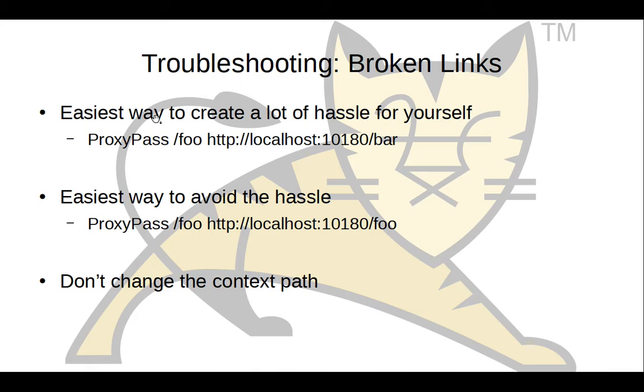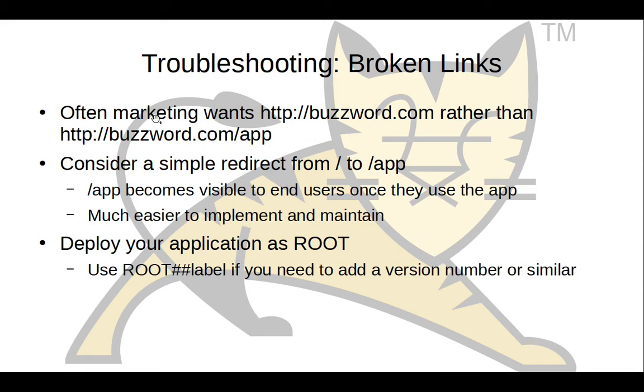So why might you think, or why might you need to do that? Well, for example, marketing wants to set up a new site at, say, buzzword.com, and the app's currently deployed at some context path, say /app, and they just want to drop the app. They don't want the app on the end, they just want to see the root. Well, the simple solution is we'll just stick a simple root application there that does a redirect from the root to app. The downside is that app phrase, whatever it might be, is going to become visible to the users. If you don't want that, then just deploy your application as root.